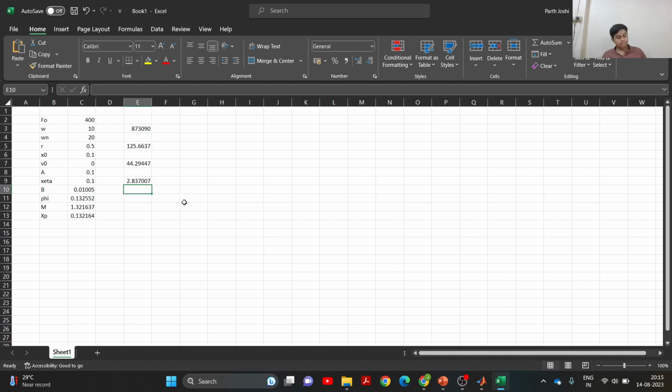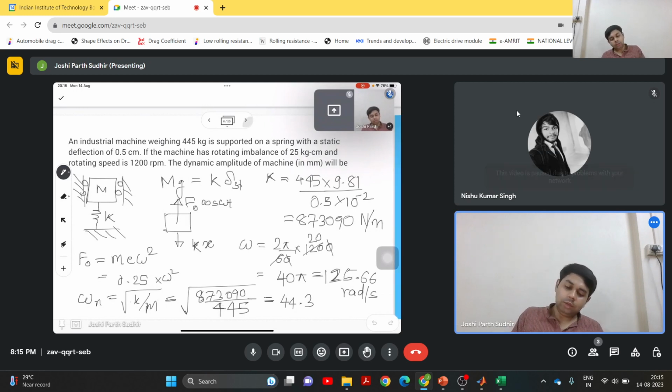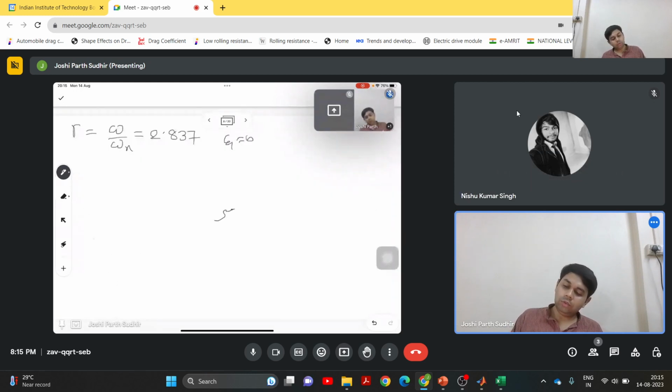So here, since we have not been given any damping value here, we can say that zeta is 0. So the amplitude, or rather the amplitude ratio or magnification factor x by delta static, we can write it down as 1 upon 1 minus r square.